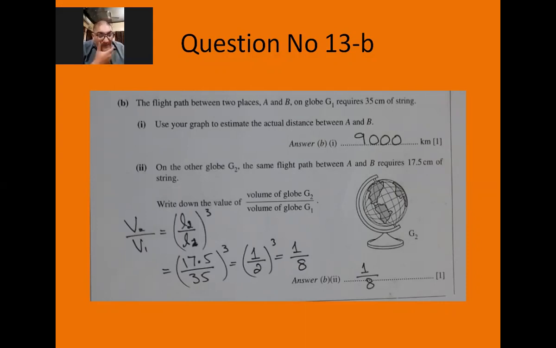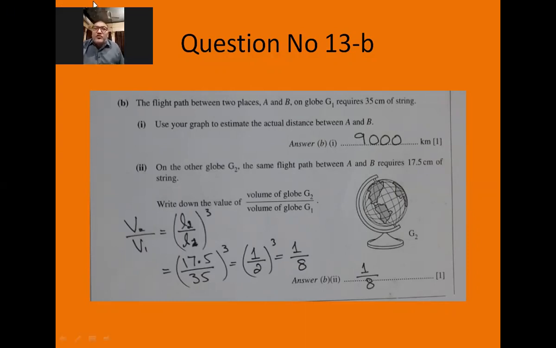Then he says on the other globe G2, the same flight path between A and B requires 17.5 centimeter of the string. So he says write down the ratio of the volume of the globe G2 to the volume of the globe G1. We want to find out the ratio between their volumes.